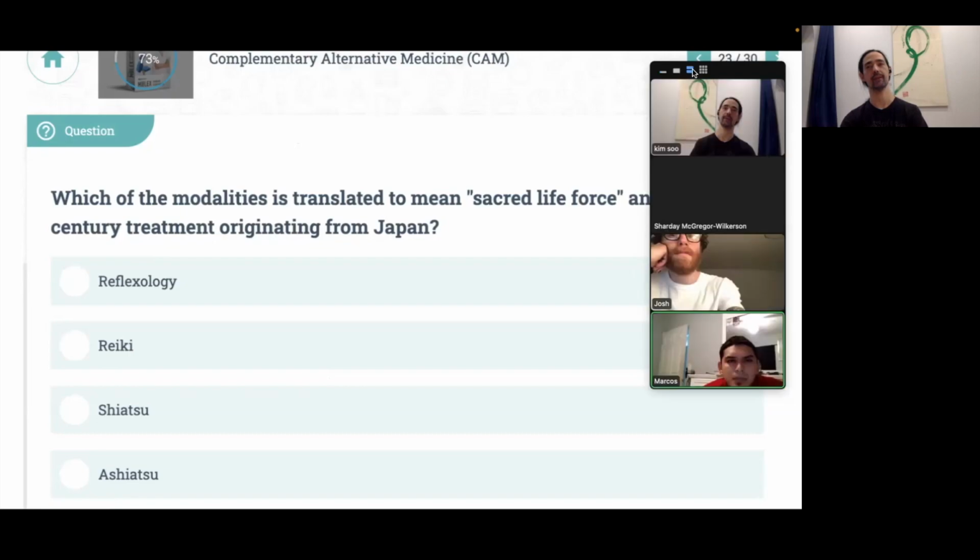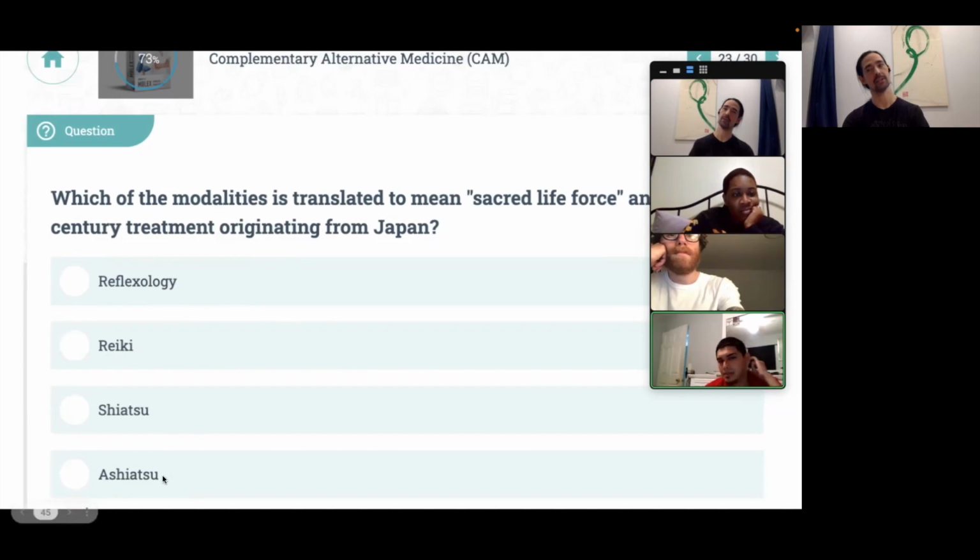Which of the modalities is translated to mean sacred life force and is a 20th century treatment originating from Japan? Reflexology, Reiki, or shiatsu? From Japan, 20th century. Shiatsu. Not quite. Shiatsu means finger pressure.